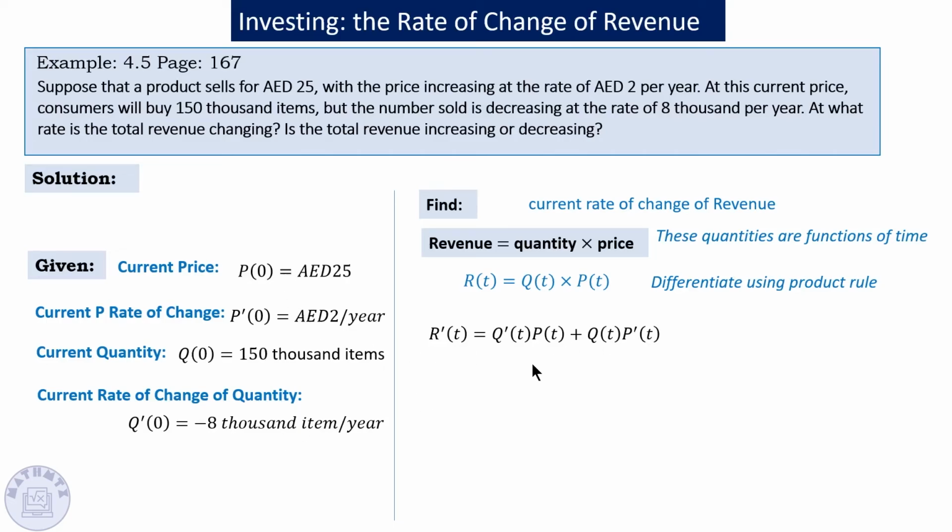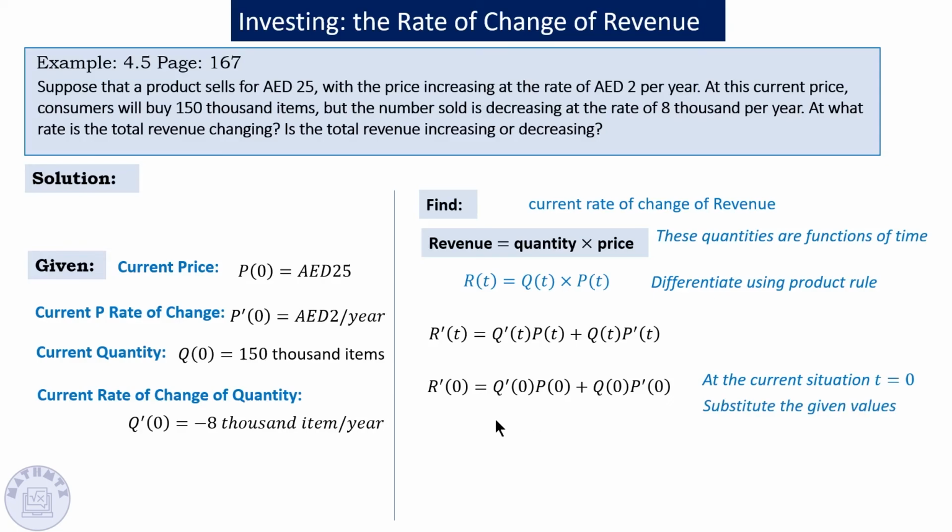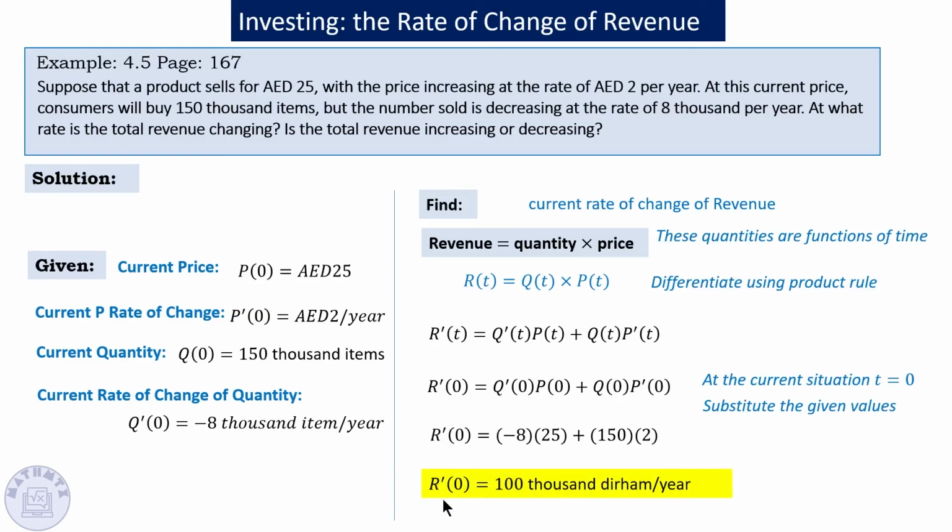It's right here. So let's substitute at t equals 0, because we are looking for the current rate of change, meaning not the future one. And substitute the given values. Once again, it's right here. We substitute the values, and this will be 100,000. Again, it's a rate, so dirhams per year. And to answer the last part of the question, it's increasing because it's positive, right?